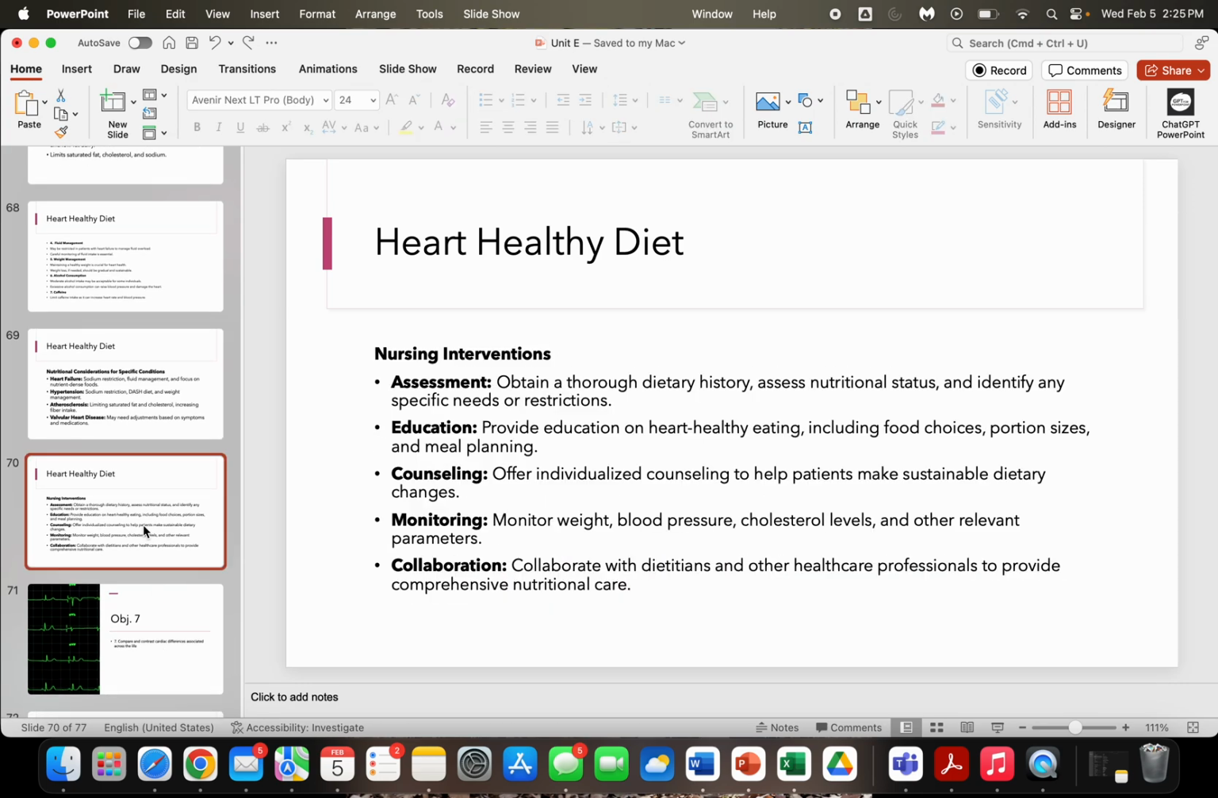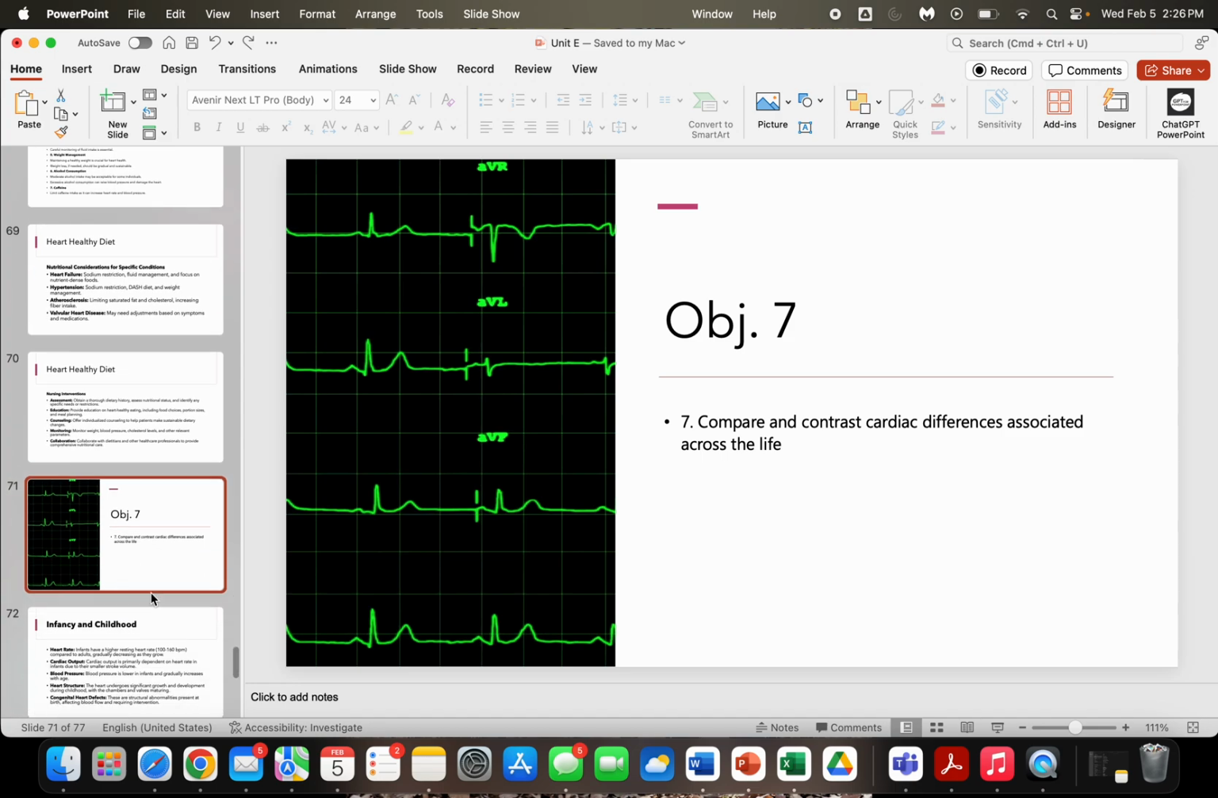Other considerations, so heart healthy diet. If we're talking about nursing interventions, our assessment, we need to have a thorough dietary intake and a thorough history, okay? Education, provide education on their eating habits, their food choices, counseling, monitoring, and then collaborating with other professionals, especially dietitians, right?